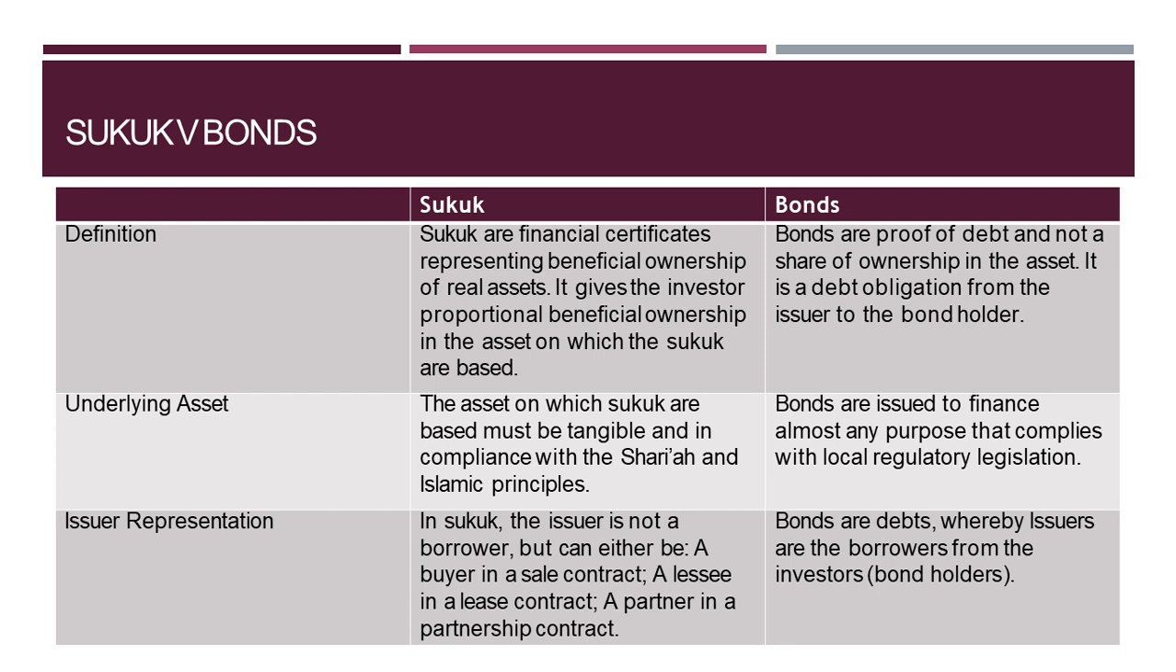In the case of sukuk, on the base of issuer representation, the issuer is not a borrower. When any organization or financial institution issues sukuks, it means that they are not borrowers. They are only issuers of the ownership to the investors, but can either be a buyer in a sale contract, a lessee in a lease contract, or a partner in a partnership contract. They are examples. But in the case of bonds, issuer representation means that bonds are debt instruments whereby issuers are borrowers from the investors or bondholders.